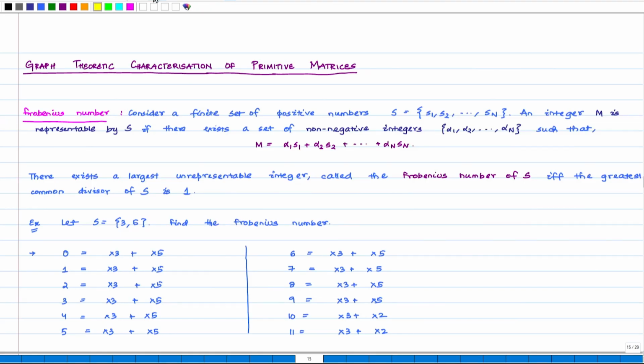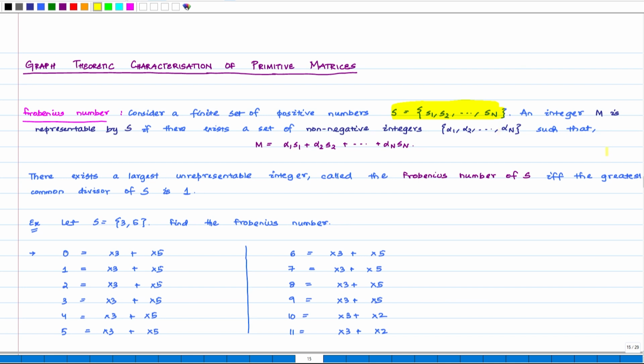Now let's look at the graph theoretic characterization of primitive matrices. Before we do that, we introduce something that's known as a Frobenius number. So let's see what is a Frobenius number. We start by considering a set of positive numbers given by S. The set S consists of n numbers starting from s1 up to sn.